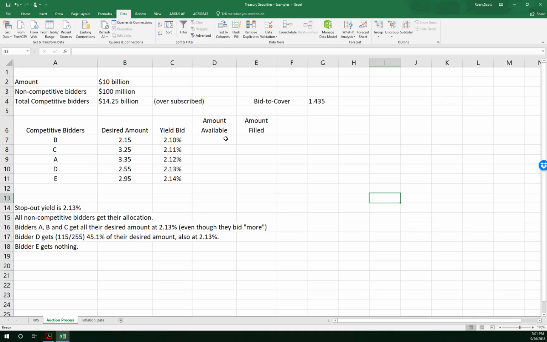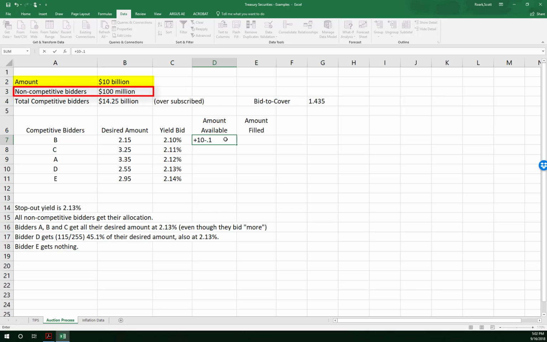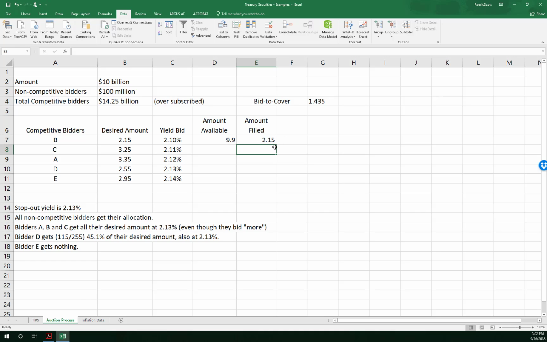And so what I want to do here is keep track of how much is left and how much each group is going to get allocated. So I'm going to start with the $10 billion, and I need to take out the $100 million. So I'm going to take out 0.1. That is the non-competitive bidders. They automatically win. So there's 9.9 available, and for the amount that's going to be filled, I'm going to use a little function here. I'm going to use the minimum of the 9.9 that's available, or the 2.15 that they desire. So they're going to get all of their allocation. They're going to get 2.15 billion.